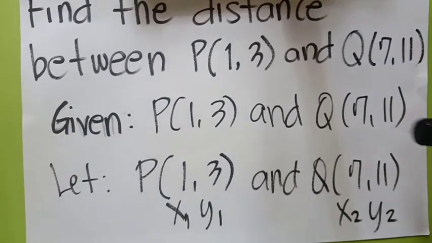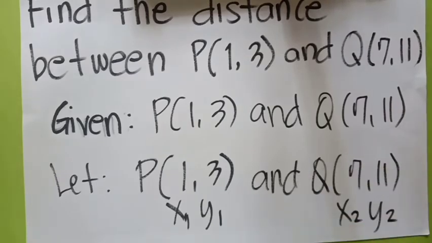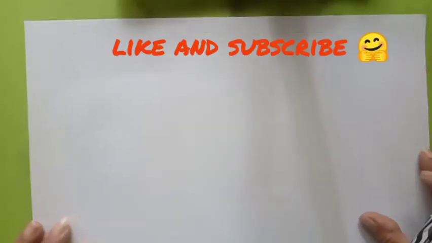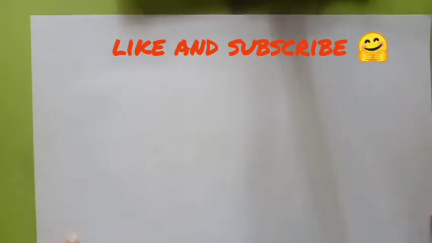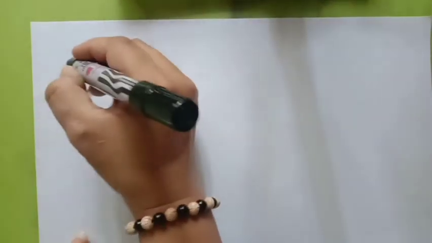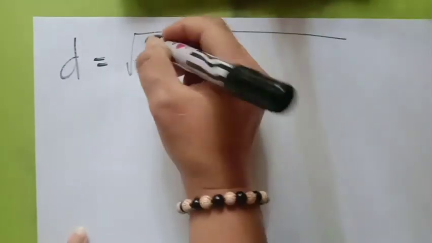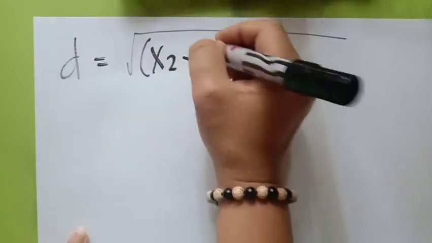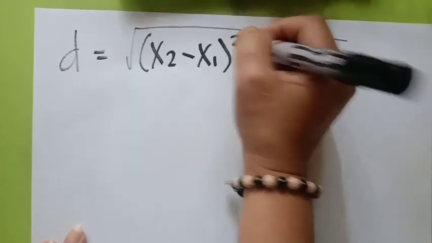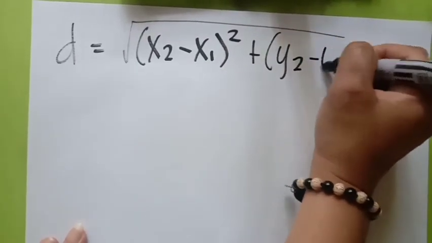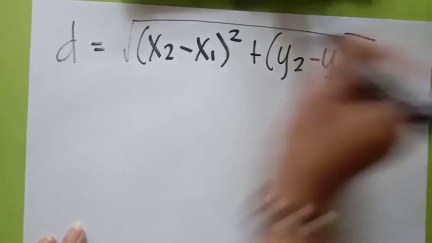So, anong gagawin natin pagkatapos nating i-label? So, ipa-plug in na natin dun sa distance formula. Ipa-plug in na natin siya sa distance formula. So, ang distance formula natin is D equals the square root of (x sub 2 minus x sub 1) quantity squared plus (y sub 2 minus y sub 1) quantity squared.